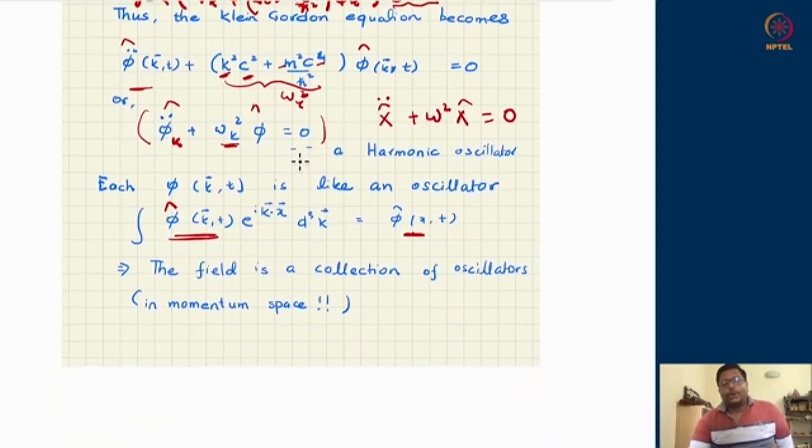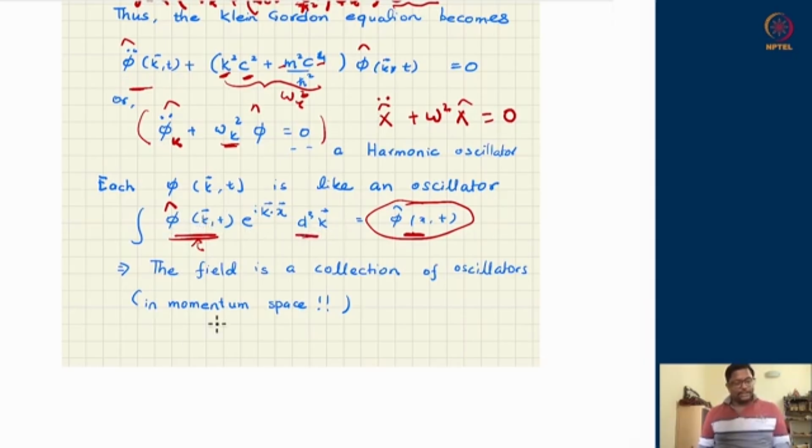So it looks like all of the phi k of t's together generate phi of x comma t, but also all of phi k of t satisfy harmonic oscillator equations. Therefore the real field which we are looking after is a peculiar combination of harmonic oscillators times some plane wave, and integration over the frequency of all the oscillators summed over. Meaning d3k, you can think of different oscillators being summed over with weight factor e to the power ikx.